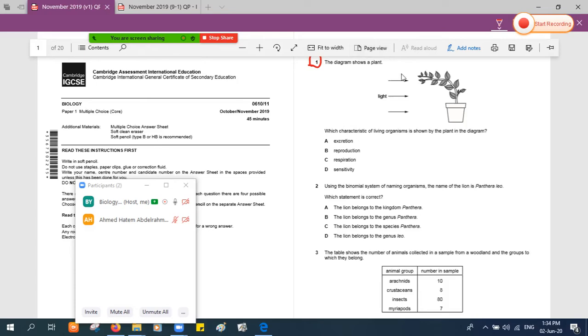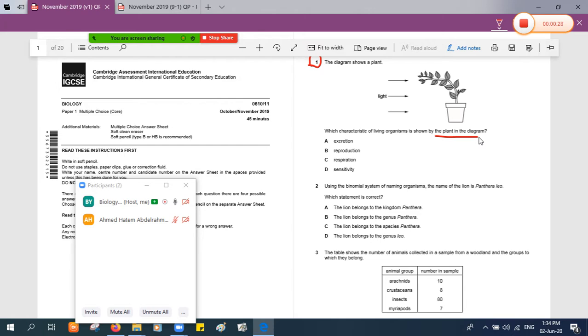Here the diagram shows a plant. Here you can see this plant. This is the light direction. Which characteristic of living organism is shown by the plant in this diagram? So this is excretion, reproduction, respiration, or sensitivity. What do you think? So you can write in the chat. Is it A, B, C, or D?